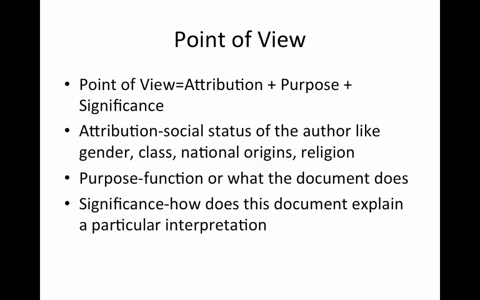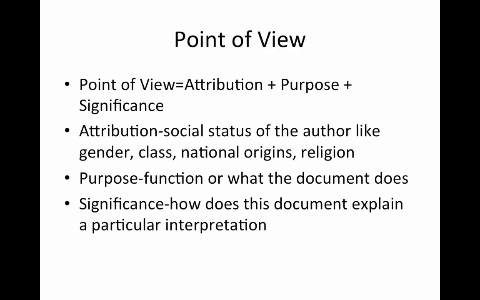Now, you're going to end your body paragraph with something called point of view. And this is rather abstract, kind of difficult, so I'm going to explain it, and then I'm going to provide an example. Point of view has the following elements: attribution, purpose, and significance. Attribution means you tell me who wrote the document. Now, when I say that, please never give me a name. That's not what I'm looking for. What I'm looking for in attribution is the social status of the author, like gender, class, national origins, or religion.